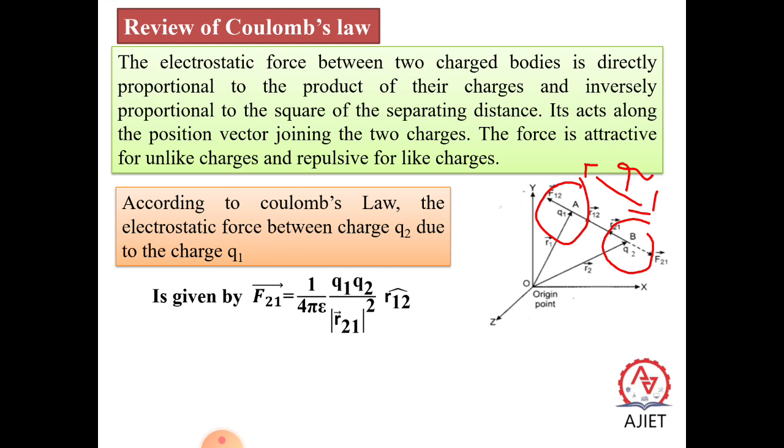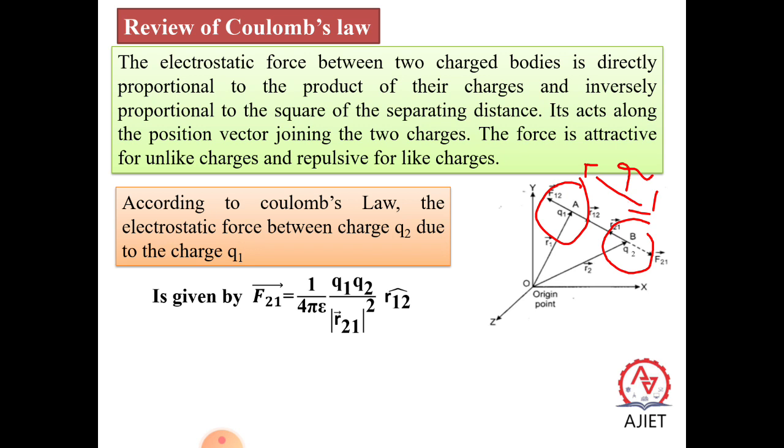Suppose the two charges are kept in air, that means the intervening medium between the two charges is air. In such cases, the value of K is 9 into 10 to the power 9 newton meter square coulomb to the power minus 2. If the charges are kept in water, the value of K changes. It depends upon the intervening medium between the two charges.